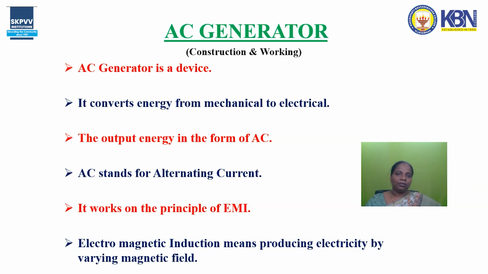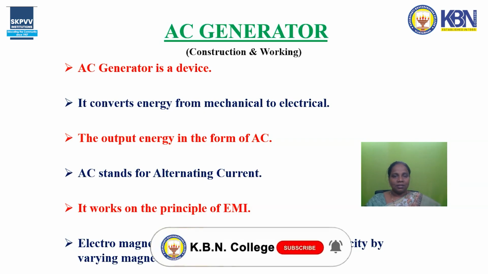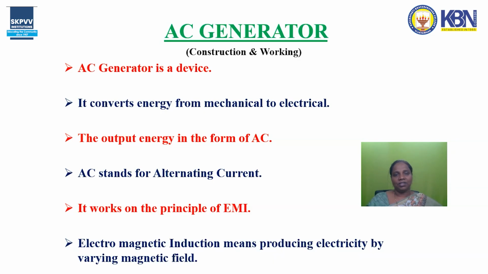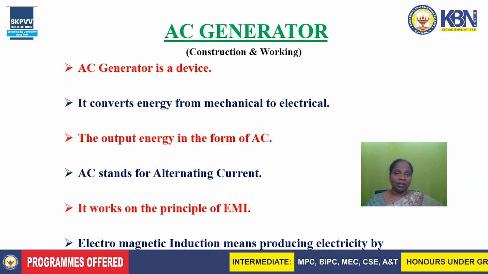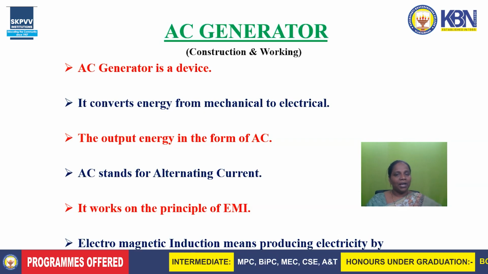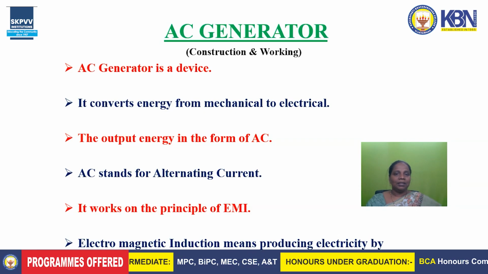Firstly, I would like to explain about the generator. See, a generator is a device. It is useful to convert energy from one state to another state. That means it works on the principle of the law of conservation of energy. We all know about the law of conservation of energy: energy can neither be created nor destroyed. We can convert it from one place to another place, one state to another state. Just like that, a generator also converts energy from mechanical state to electricity.